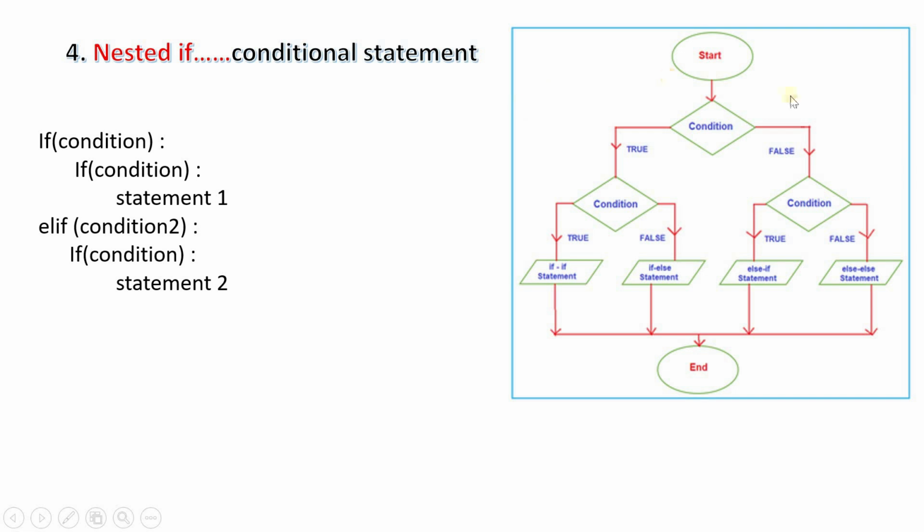Okay, what is the flowchart of nested if? This is the flowchart of nested if. This is your first condition. There may be two possibilities: the first condition may be true or the first condition may be false. If the first condition is true, then the control will move to the second condition that we have written inside the first condition. Remember this, listen carefully. This is your first condition. If this condition is true, then the control will move to the second condition that is inside the first if condition.